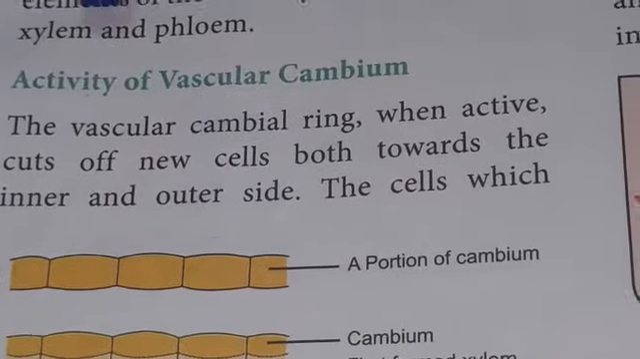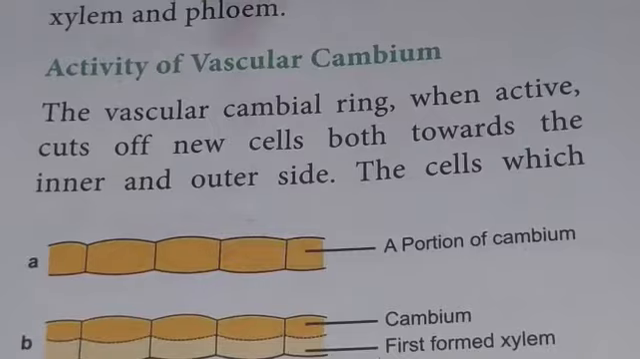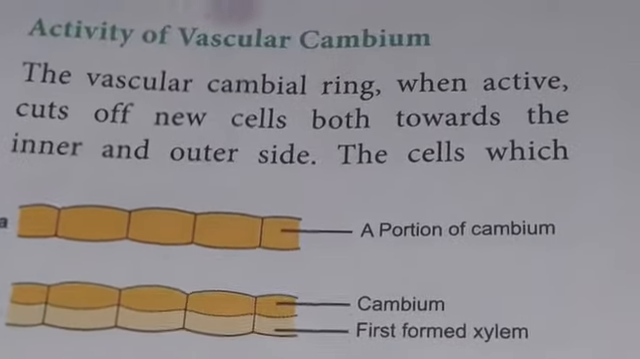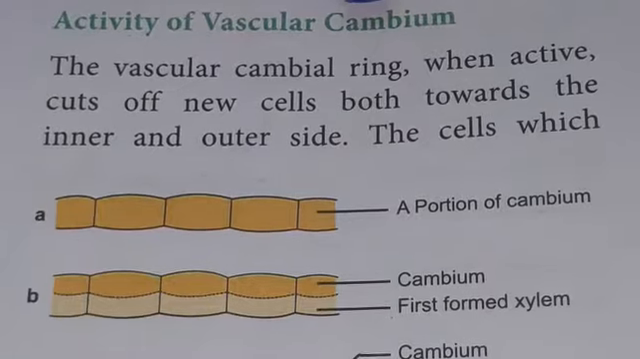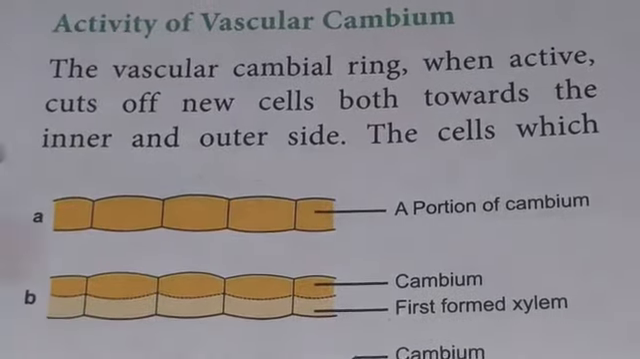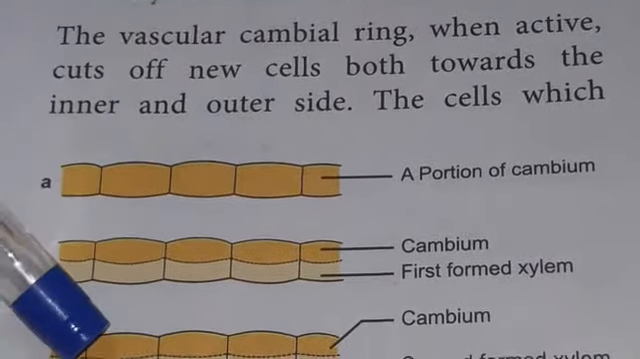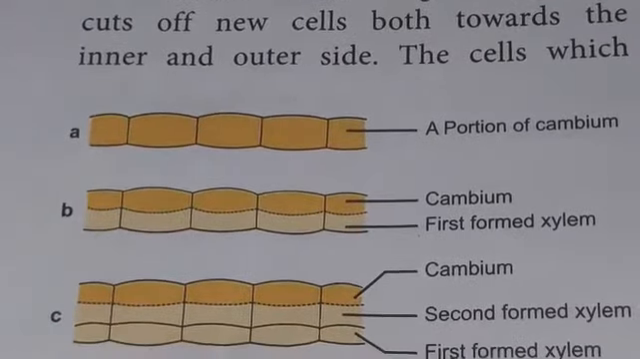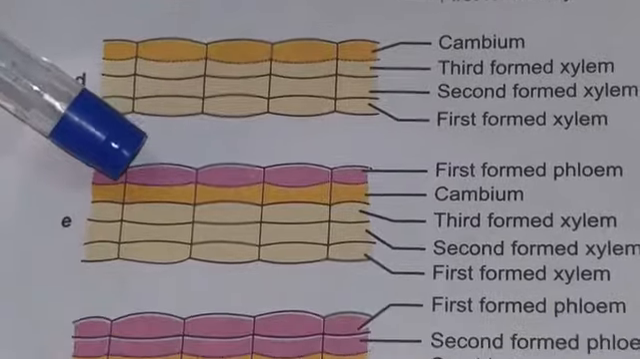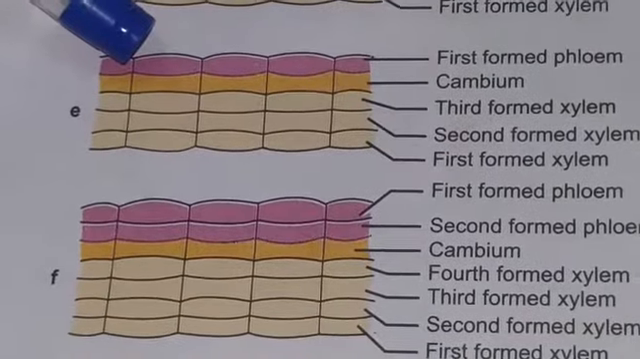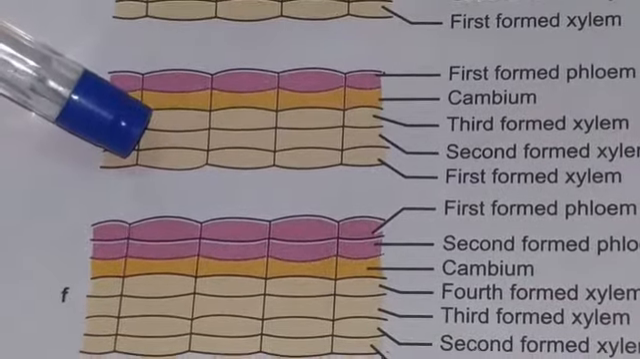The next topic is activity of vascular cambium. The vascular cambium is present in between the xylem and the phloem. They actively cut off new cells on both the sides. Towards the outer side it forms the phloem cells and on the inner side it forms the xylem cells.